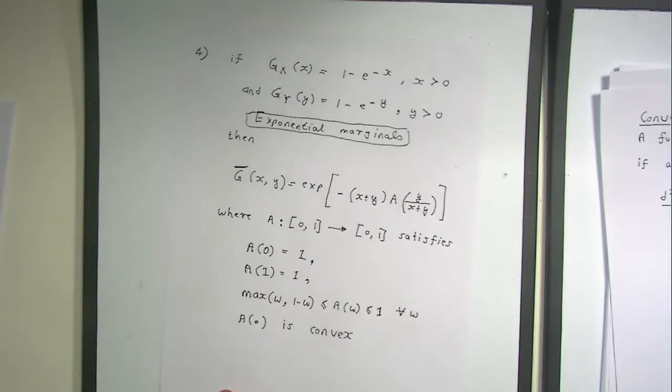So this is representation 4. Right here, if the marginals of the G distribution are exponentially distributed, that is, you know that the CDF 1 minus e to the minus x is the CDF of the exponential. I'm sure all of you know that. So if the marginals are exponentially distributed, then G bar must take this form where A is the same as the one above. It satisfies the same 4 properties I mentioned a few minutes ago. Okay, that's number 4.